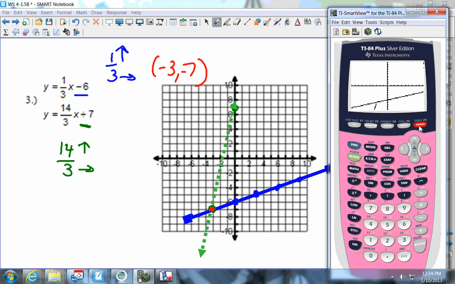make sure that you graphed your lines correctly. Now I'm going to press second graph and look and see at -3 if that's my answer. -3, -7. y1 and y2 are the same, so that means I'm right. Remember, the other way is second trace, 5 for intersect, enter, enter, enter. It gives me -3, -7, and I know that I'm correct.